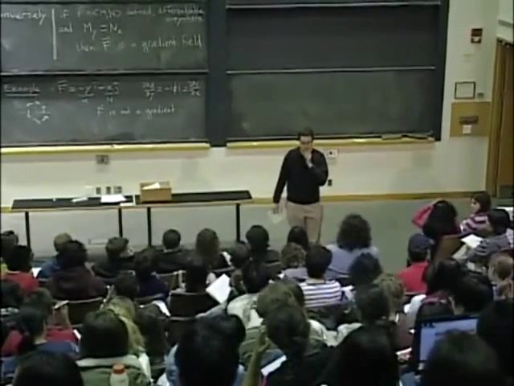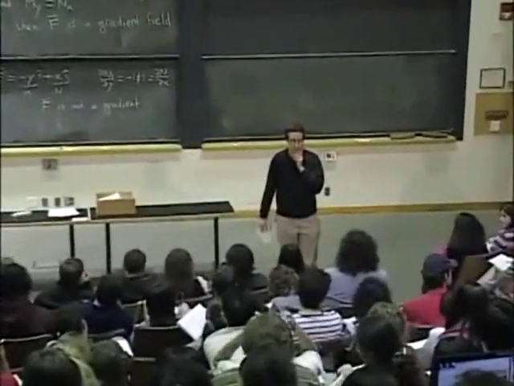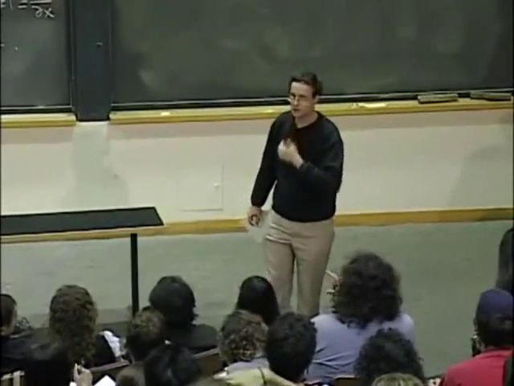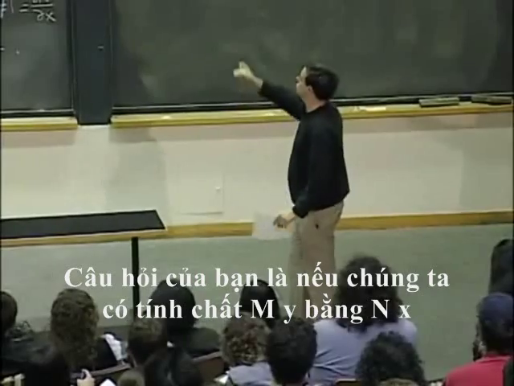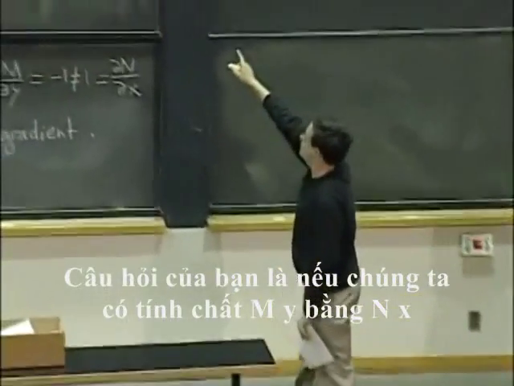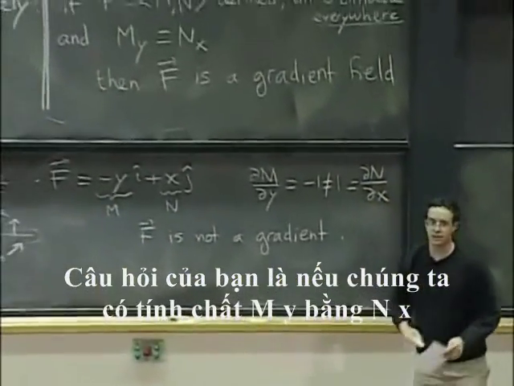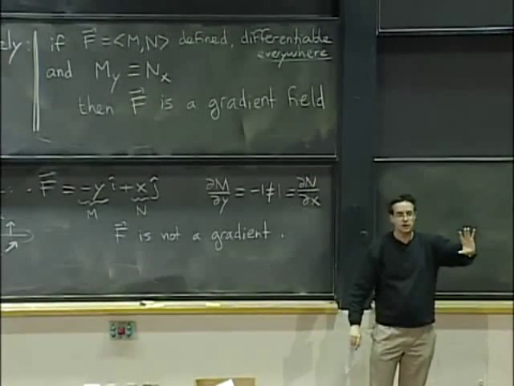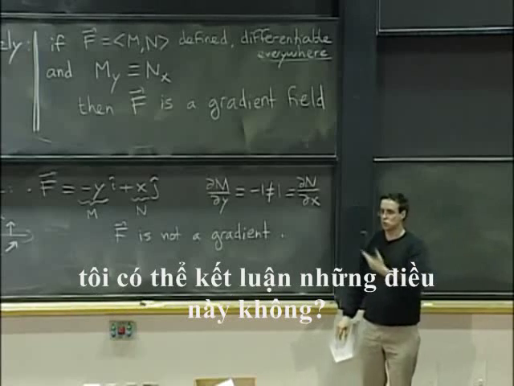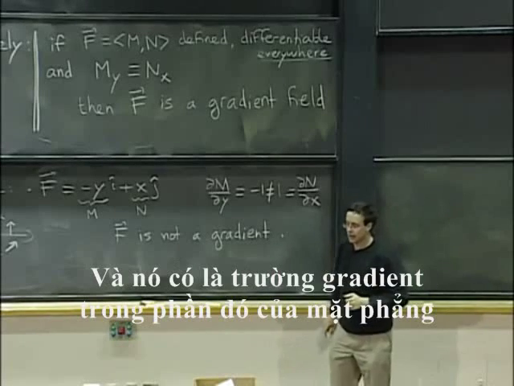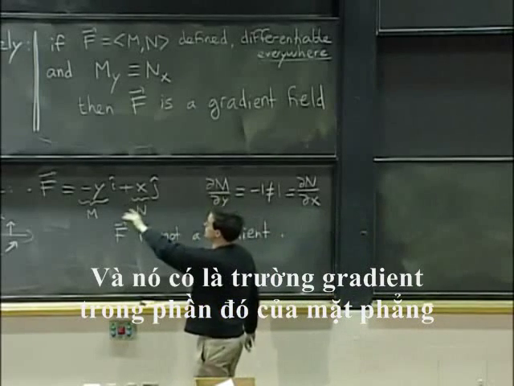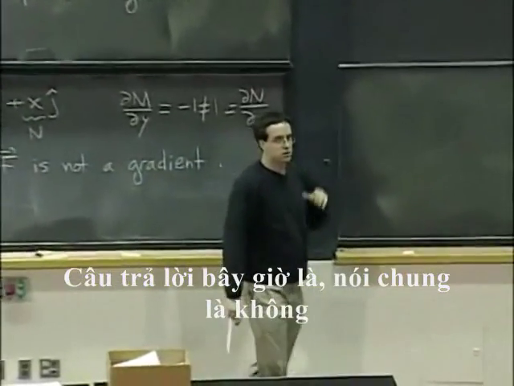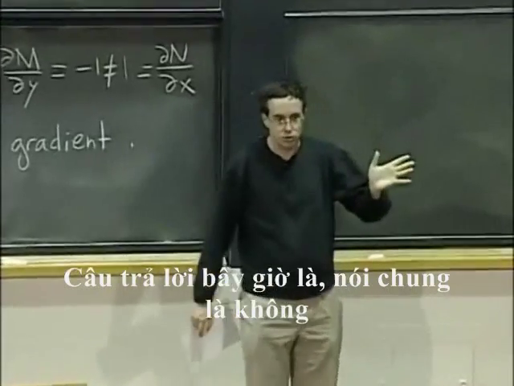That condition is only satisfied in certain areas of the function. In those areas, does the function have the properties? Okay, so your question is, if I have that property m sub y equals n sub x only in a certain domain, in a certain part of a plane, for some values of x and y, can I conclude these things? And that it's a gradient field in that part of the plane and conservative and so on. So the answer for now is in general no.